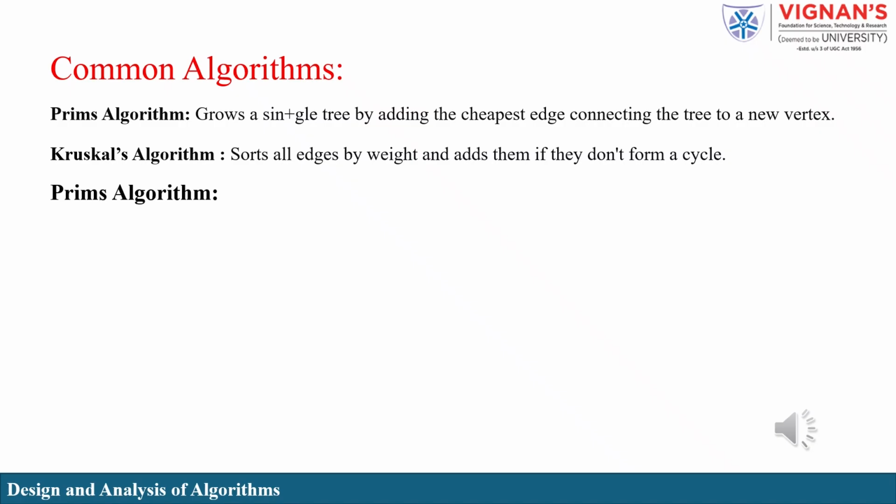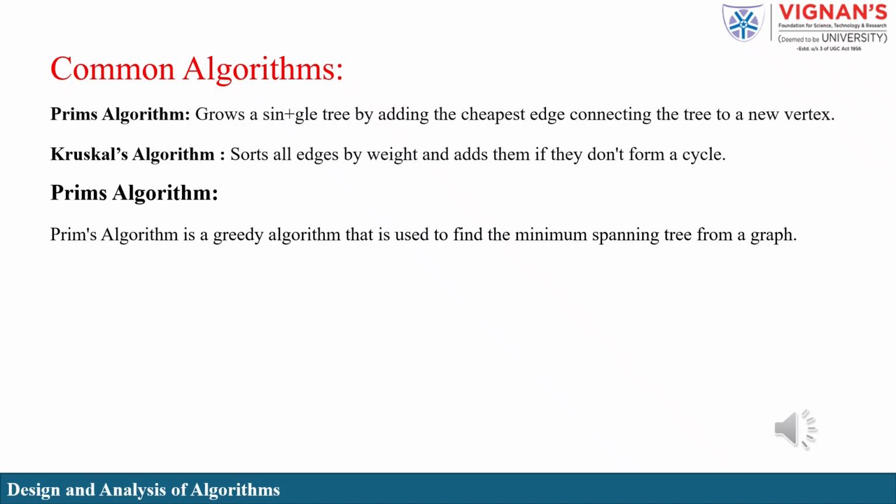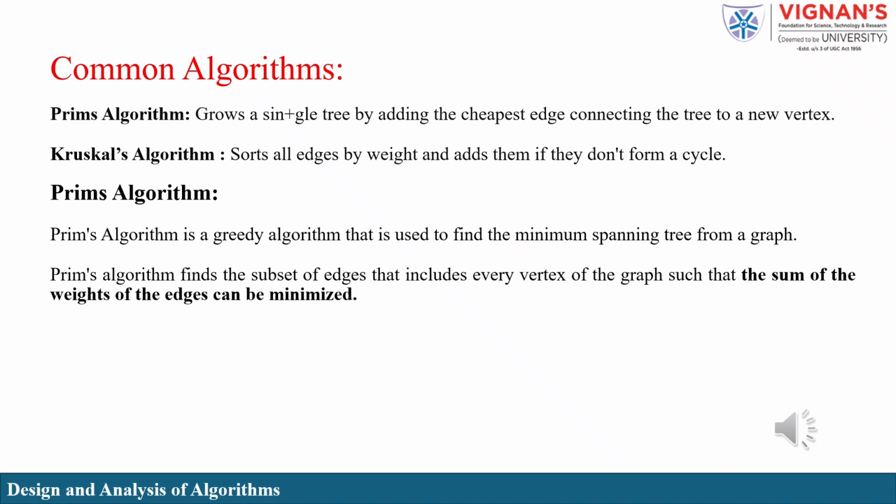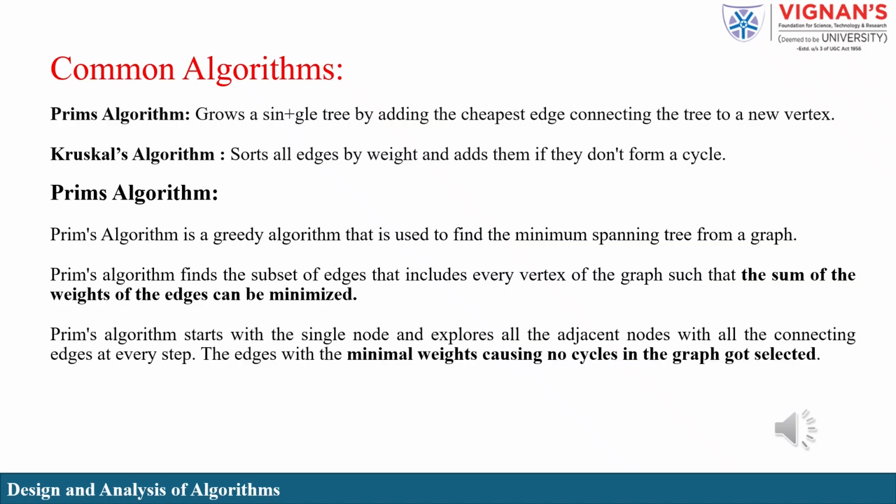Prim's algorithm. Prim's algorithm is a greedy algorithm used to find the minimum spanning tree of a graph. It selects a set of edges that connects all vertices while minimizing the total edge weight. The algorithm starts with a single node and explores all its adjacent nodes. At each step, it selects the minimum weight edge that does not create a cycle until all vertices are connected.